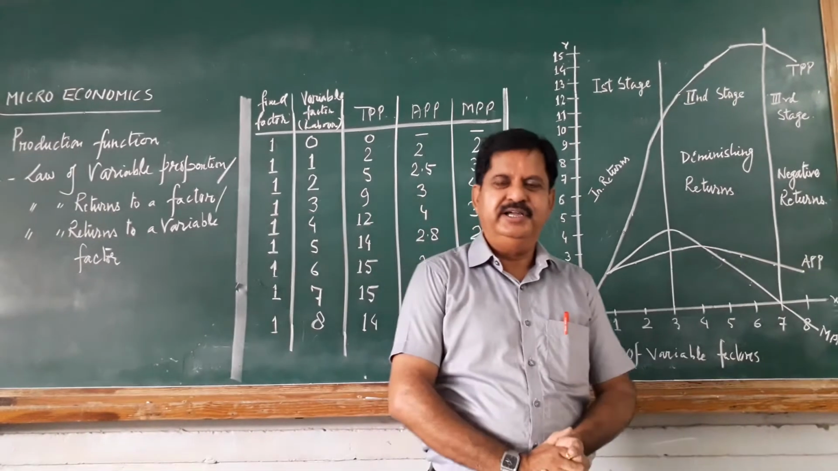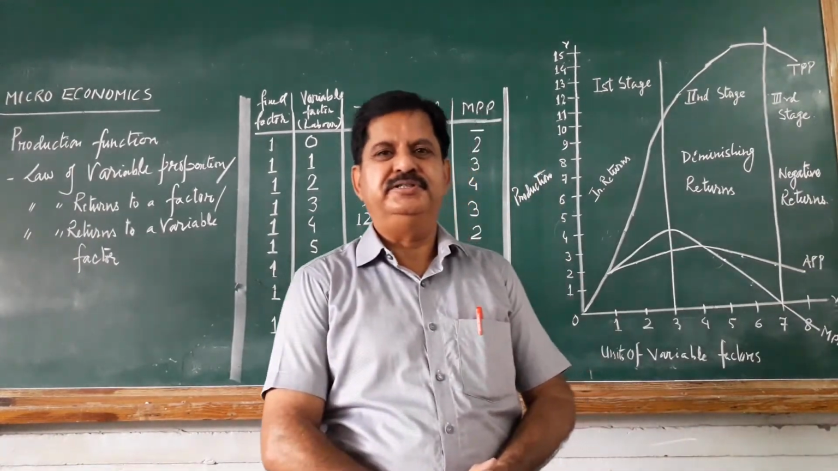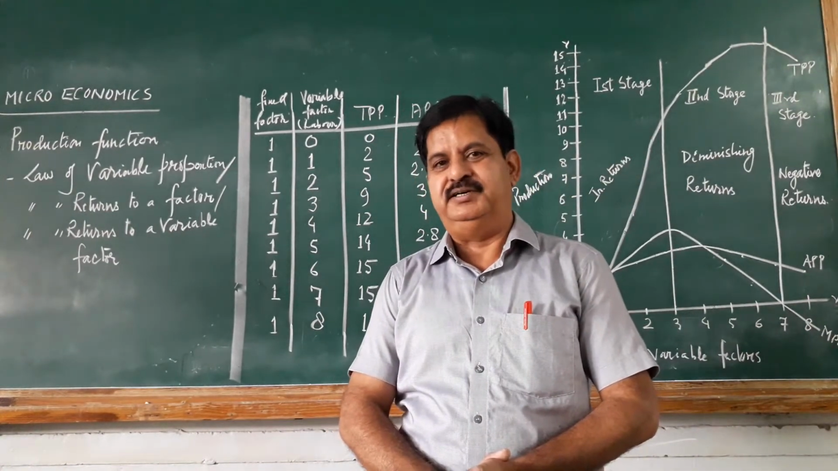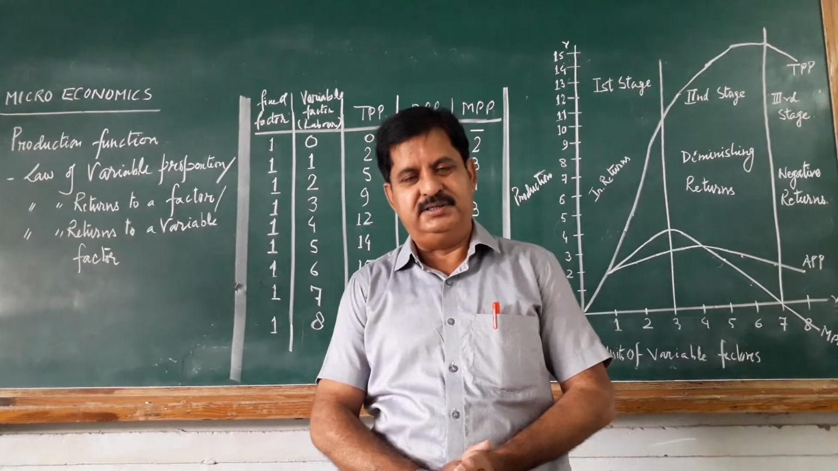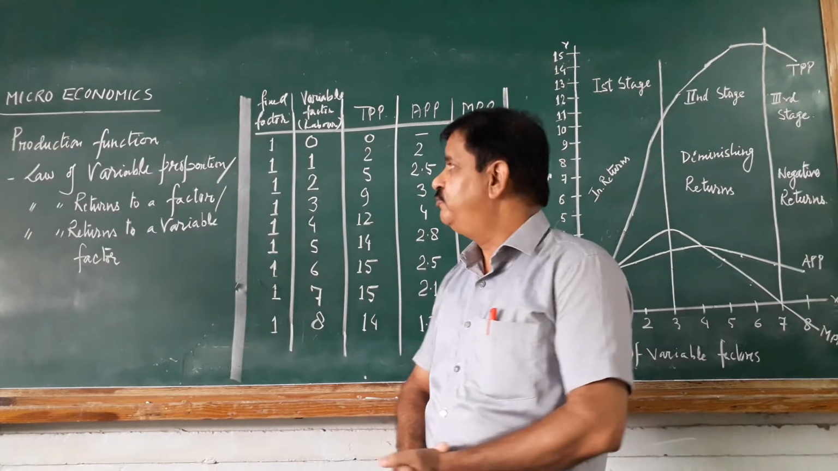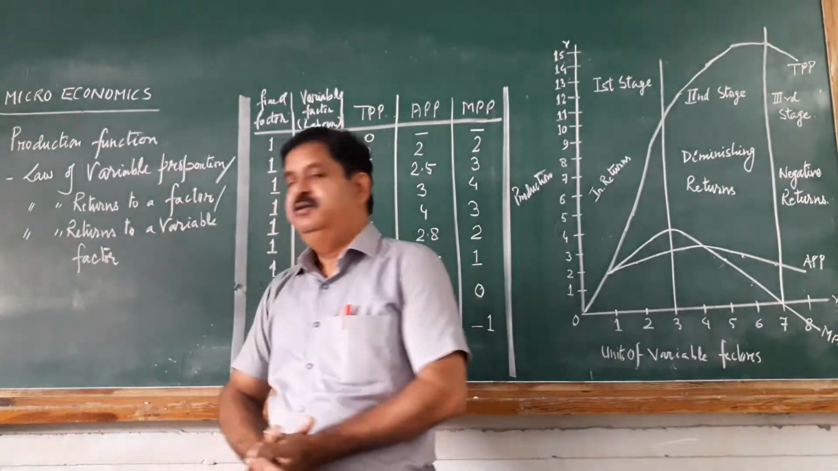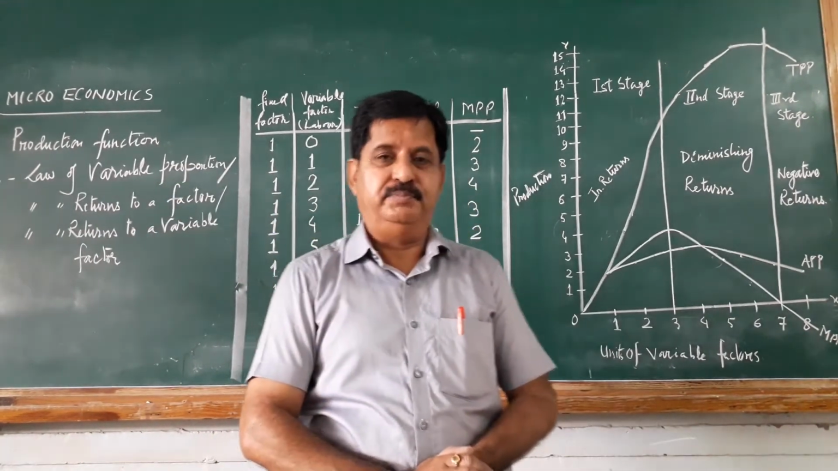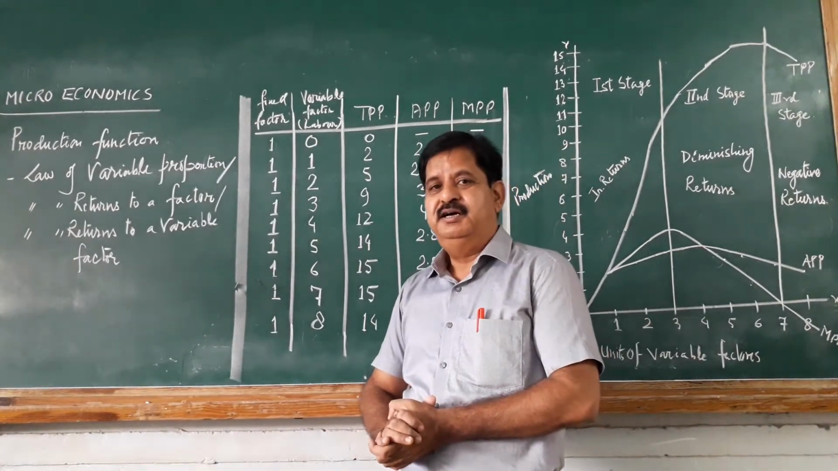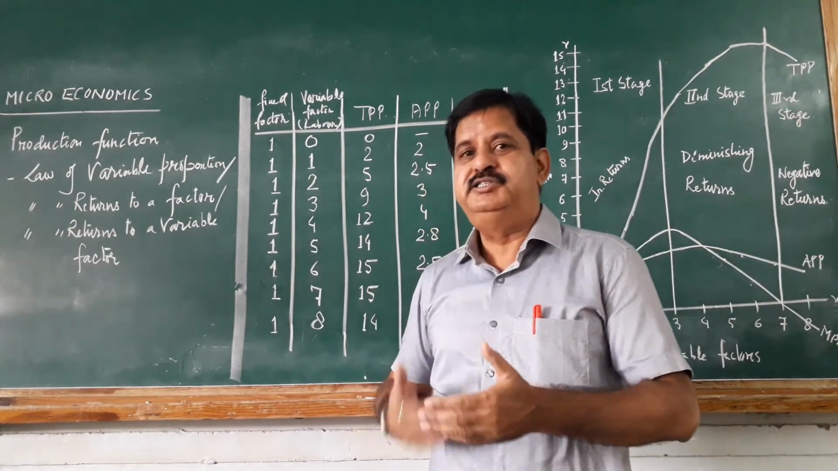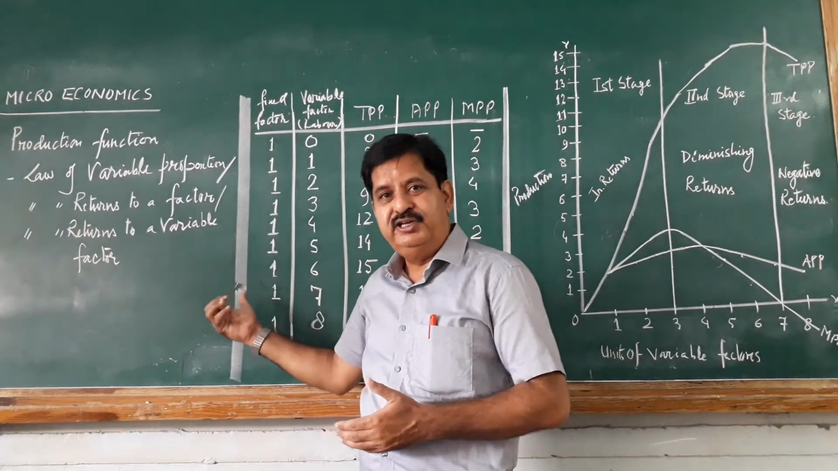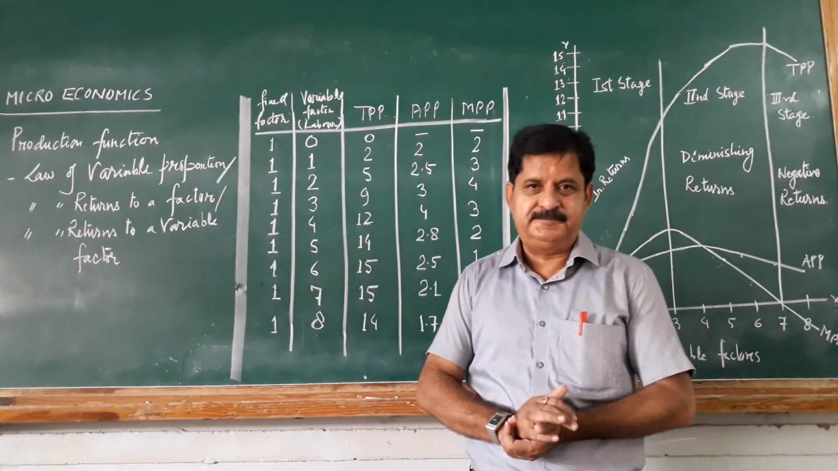In my previous video I had told you about the production function, then the fixed factors and the variable factors, short run, long run, etc. In this video I will be telling you about the law of variable proportion. Variable means changeable, proportion means ratio. This law states how the total production will change with the various combinations of fixed factors and variable factors.